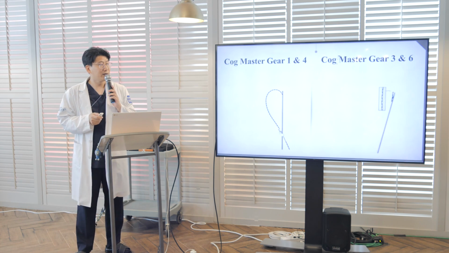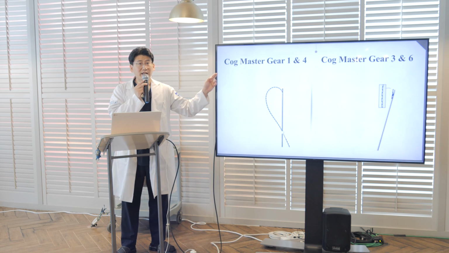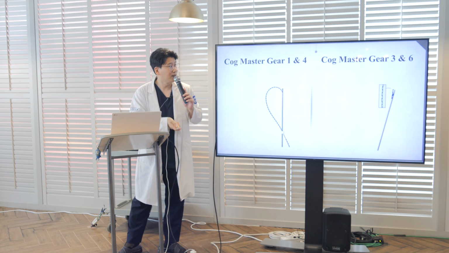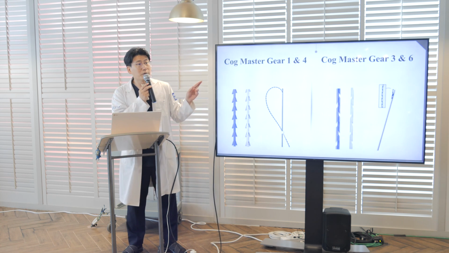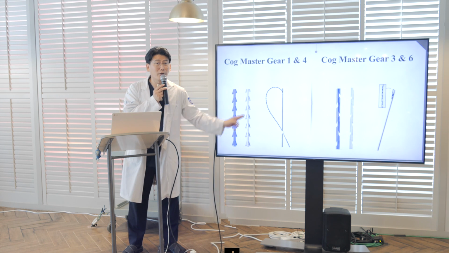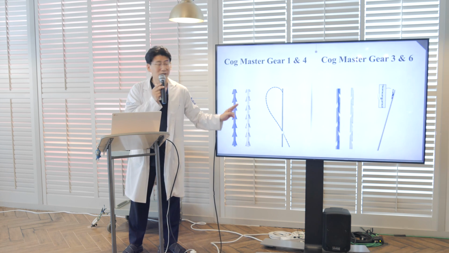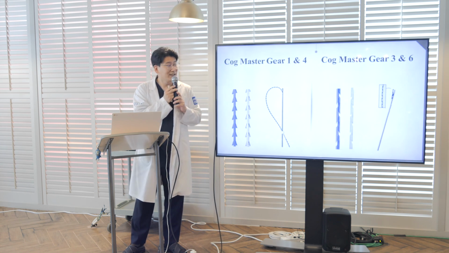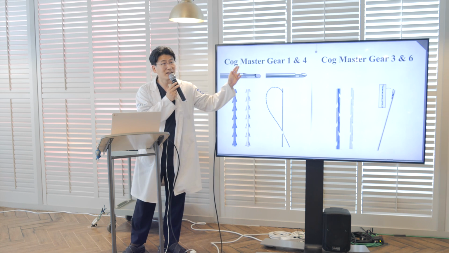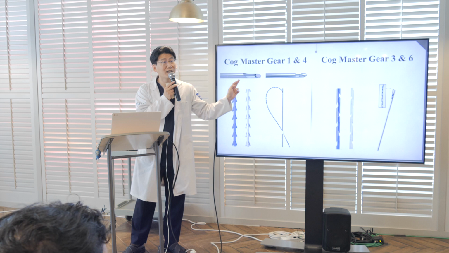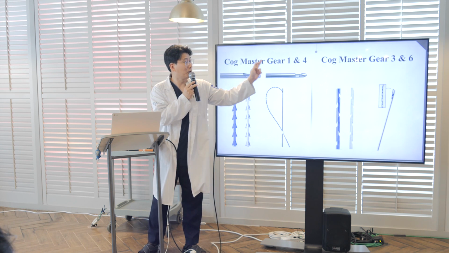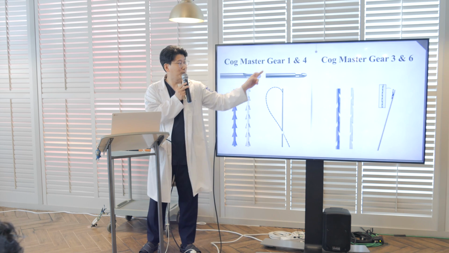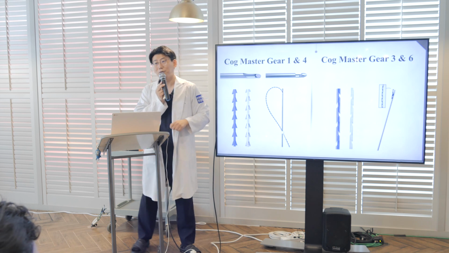So let's summarize. Cog Master Gear 1 and 4 use the sculpted thread. It also has a blue model and a white model. Blue is PDO, white is PLACL. I will talk about this material later. Cog Master Gear 1 is loaded on an L-type cannula. 4 is loaded on a WA-type cannula. Both 1 and 4 are sculpted cog.